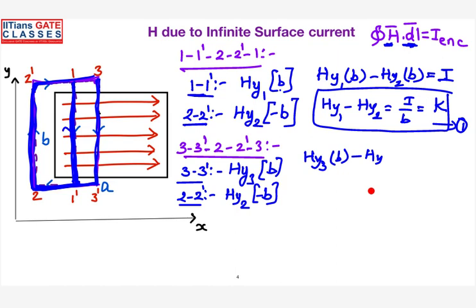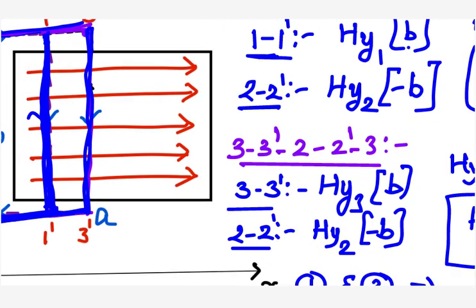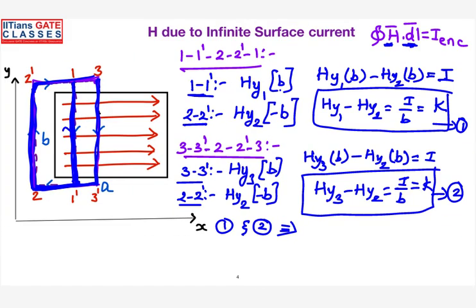When you compare both equation 1 and equation 2, what actually is represented? You are going to get one conclusion. Hy1 minus Hy2 is equal to K, and here Hy3 minus Hy2 is equal to K. So when you compare both, you can say that Hy1 is the same as Hy3. That means whatever the magnetic field when you are moving from 1 to 1 prime is the same magnetic field when you are moving from 3 to 3 prime. So can you comment on what is the meaning of that?